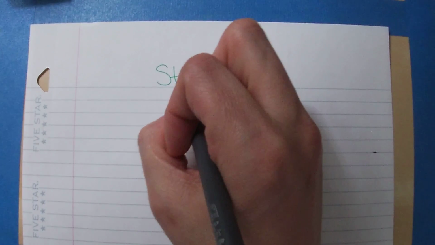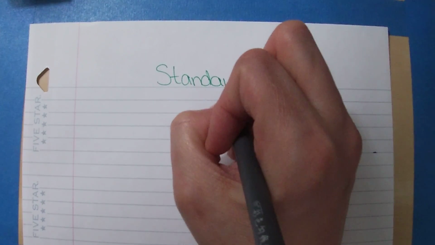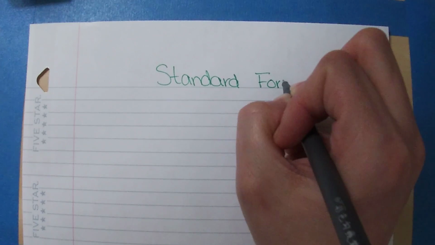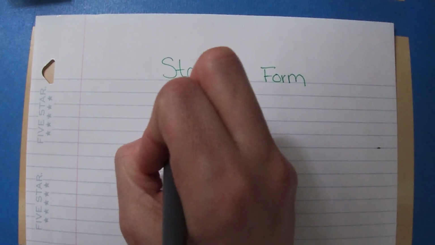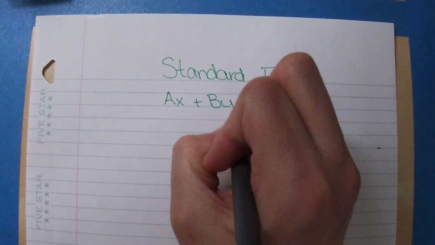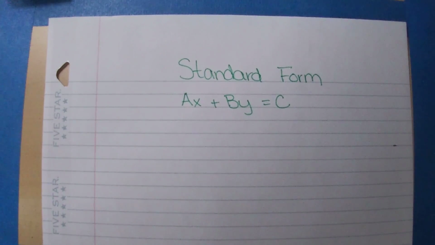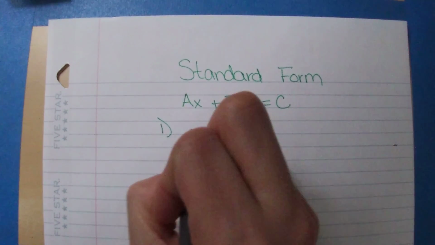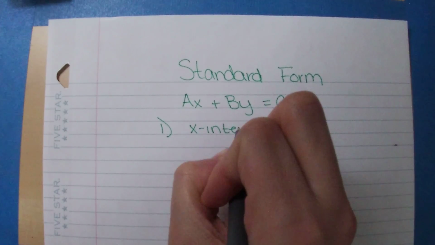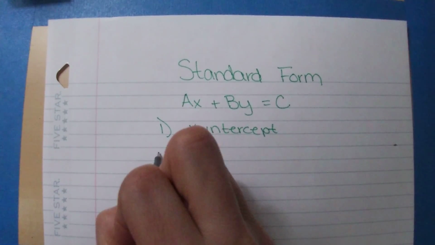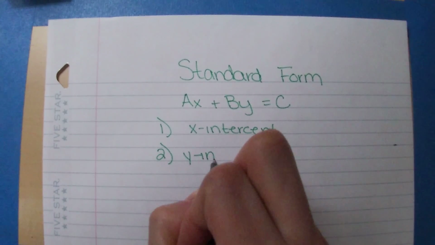So today we are going to be looking at what we call standard form. Okay, and it's also a shortcut. So it's sort of like slope-intercept form, it's a shortcut. Standard form is when we have something in the form ax plus by equals c. And in standard form, there are two things that we can find. We can find an x-intercept, and we can find a y-intercept.